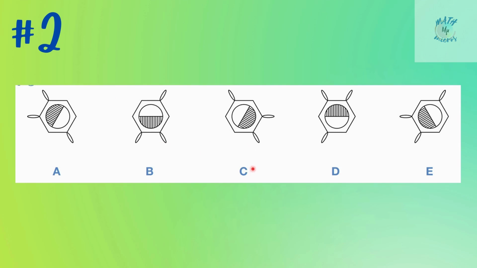So let me move to C. Here, if I move to C, I can see the shaded one here. You need to look from this direction.